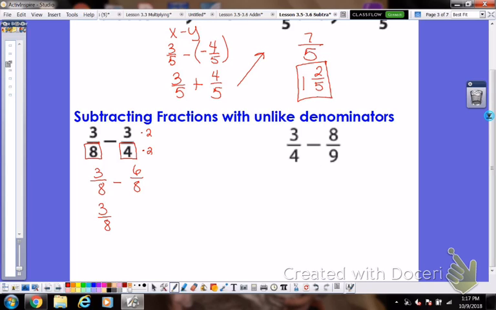I'm going to rewrite it as an addition problem, so subtraction becomes addition, positive becomes negative. 3 plus -6 is -3, and denominator stays an 8. 3 and 6 do not reduce, 3 and 8 do not reduce, so -3/8 is our final answer.